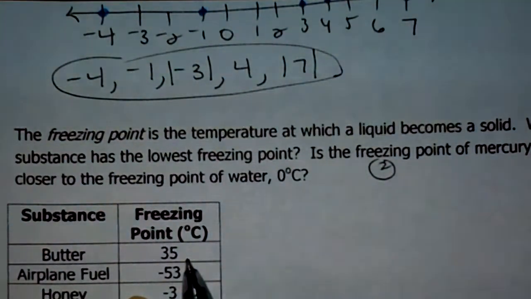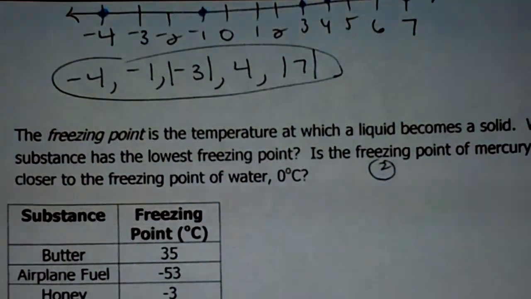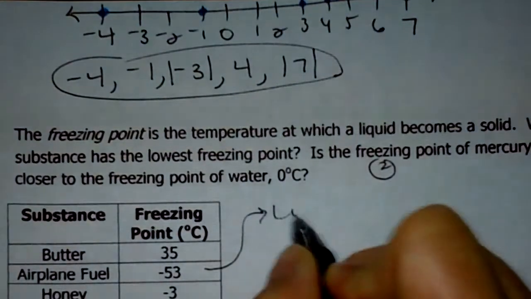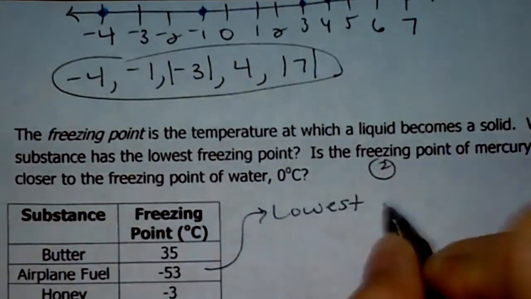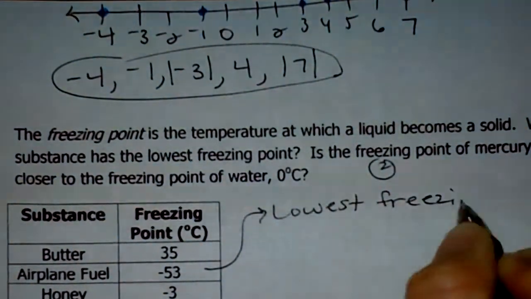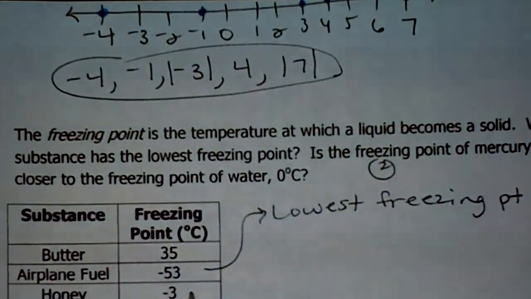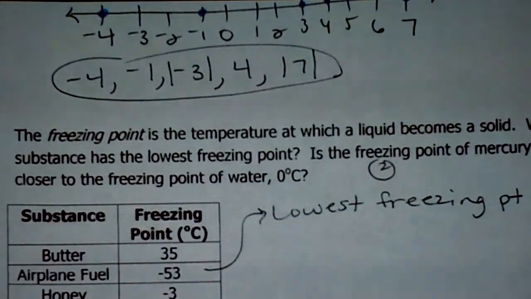So in looking at these values that I have here, the negative 3 would be 3 away from 0 to the left. The next one I would hit would be the negative 39. The last one I would hit would be negative 53. So that means that the substance with the lowest freezing point would be airplane fuel. That one is the lowest freezing point because it's the farthest to the left.